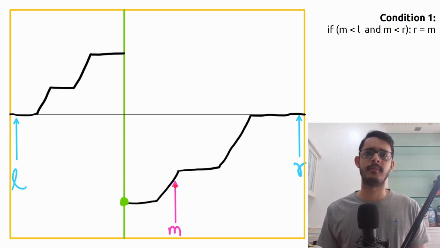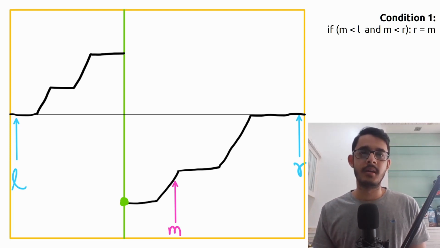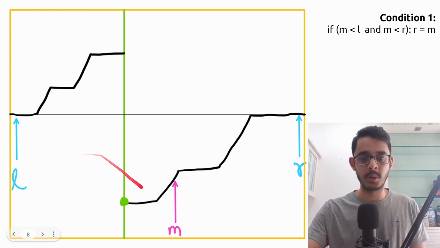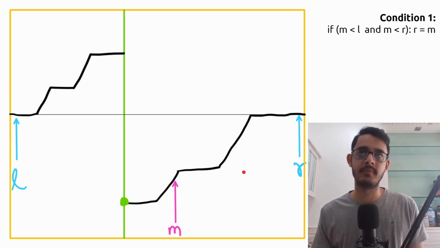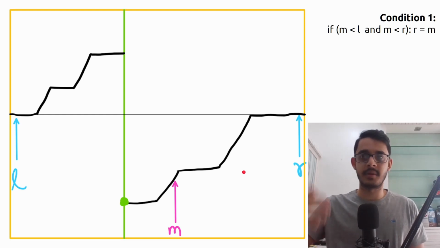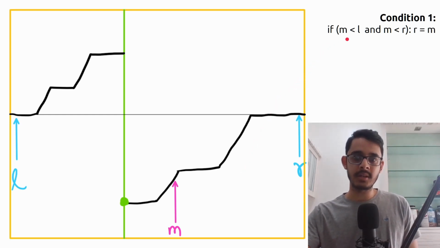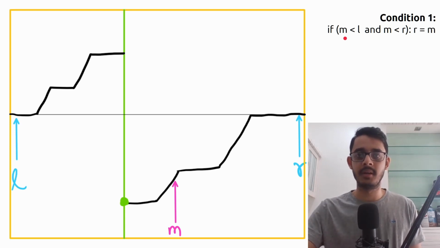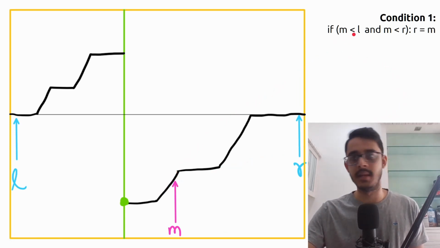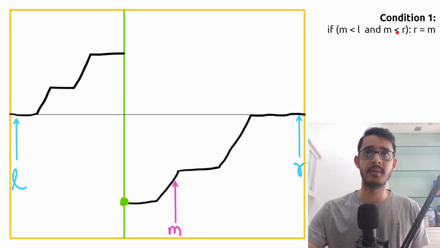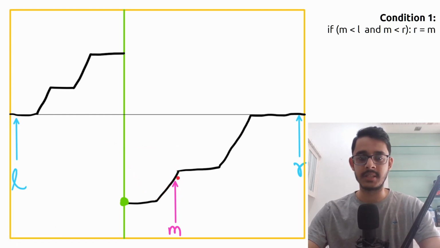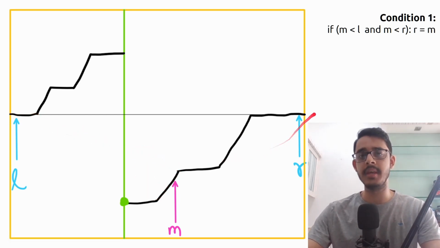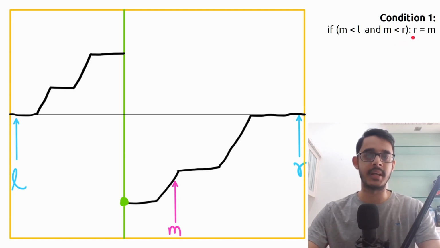What do we see right away? We see that the answer is between this left and this middle over here, which means that all of the area between middle and right is of no use to us. So one possible condition is: if M, which is the middle element, is lesser than L and M is lesser than R, then R equals M. What it says is, if this array element is lesser than both L and R, then we have to set R equals M.